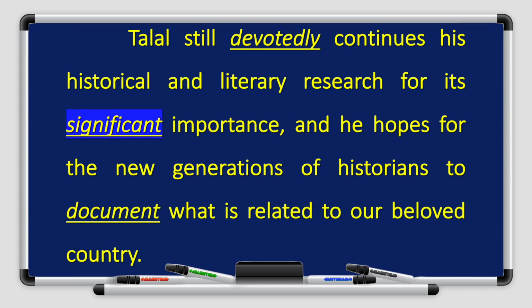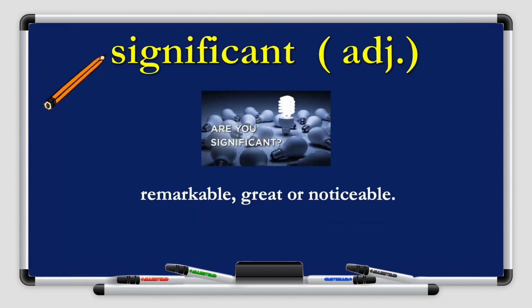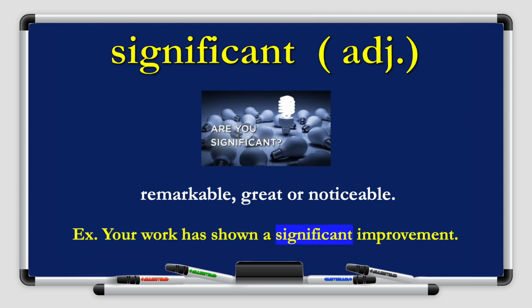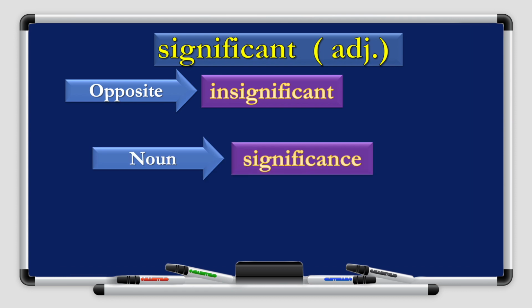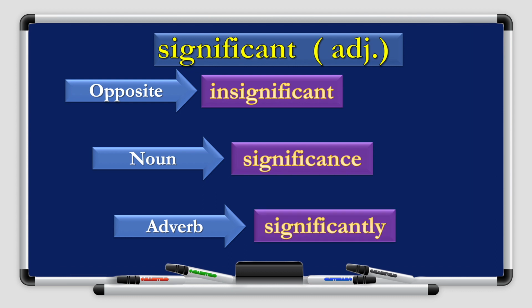The other word is significant. It is an adjective. Significant means remarkable, great, marvelous, and noticeable. Your work has shown a significant improvement. It improved. It shows a huge and better standard. The opposite of it is insignificant. The noun of it is significance. And the adverb of the word significant is significantly.